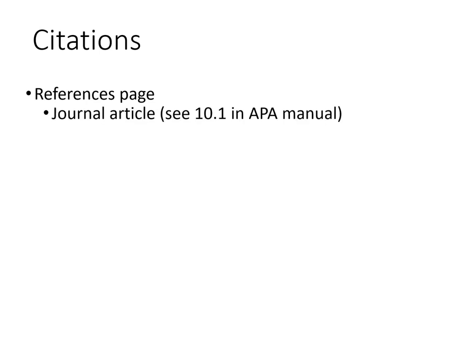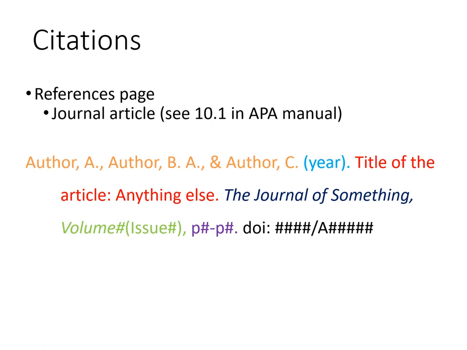We will begin with journal articles, and you can find several examples in Chapter 10, Section 1 of your APA manual. Here you can see the basic format for citing a journal article. This information is also included in the basic APA tip sheet beginning on page 2.